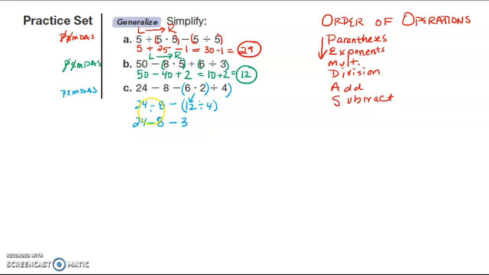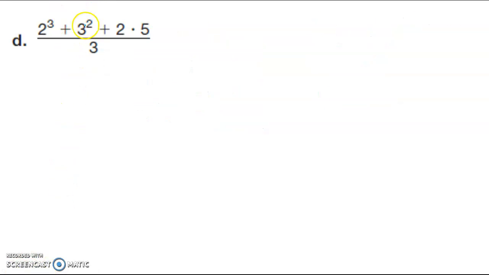Now, since I have addition and subtraction, I can go left to right. 24 minus 8 is 16. Then 16 minus 3 is 13. You might want to write this down in your spiral. Like I said, you can always pause and come back.